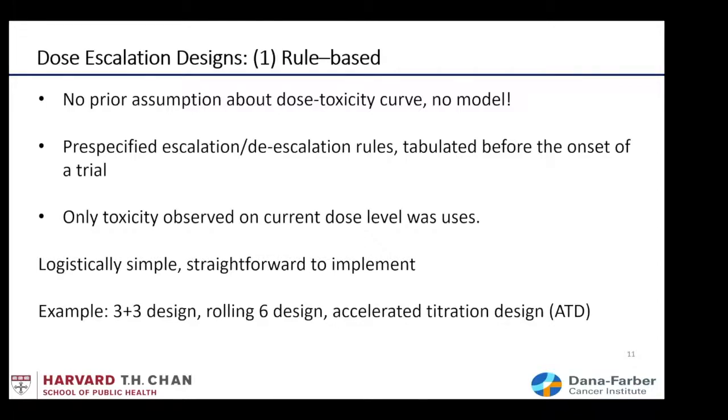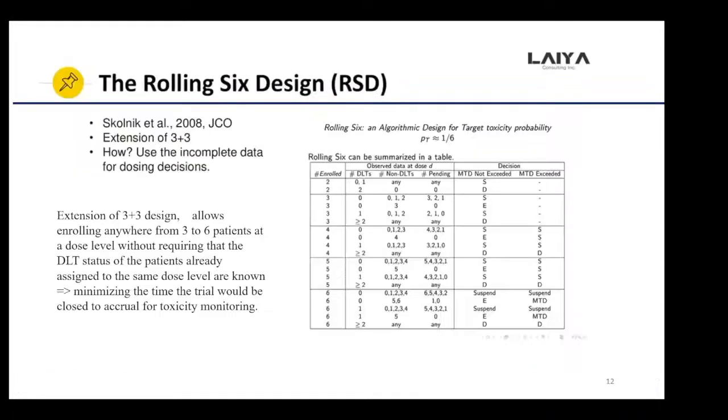So we talked briefly about 3+3 designs, and this is the rolling 6 design. Many protocols I review for oncology still use rolling 6 designs. The idea of the rolling 6 design, I'm sure you know as well, is an extension of the 3+3 design.